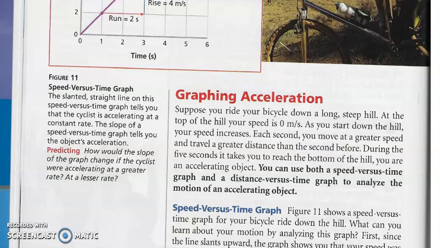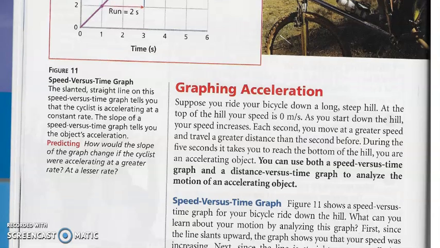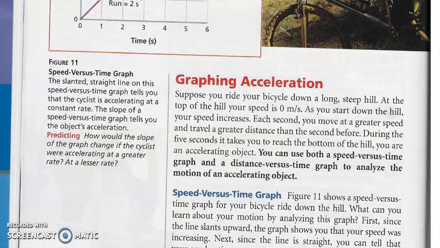Graphing acceleration. Suppose you ride your bicycle down a long, steep hill. At the top of the hill, your speed is 0 meters per second. As you start down the hill, your speed increases each second. You move at a greater speed and travel a greater distance than the second before. During the 5 seconds it takes you to reach the bottom of the hill, you are an accelerating object.